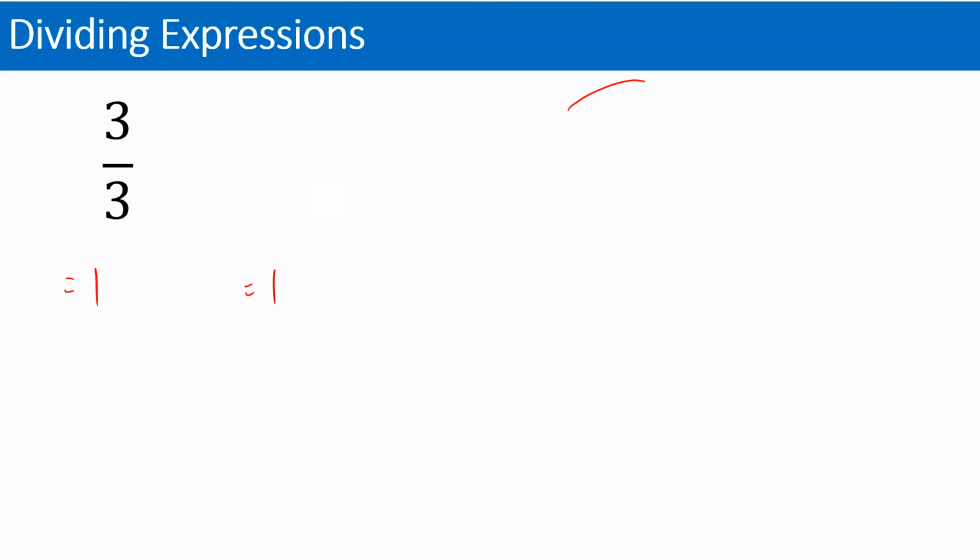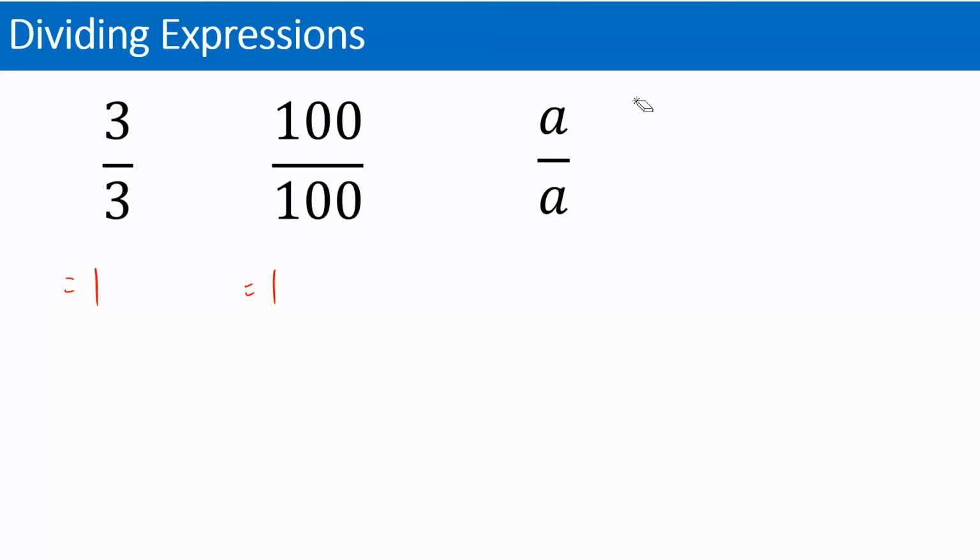No, I get it. Yeah, that's what I'm trying to get at. If A was 5, it will be 5 divided by 5. If A was 7, it was 7 divided by 7. It'll always be 1. Okay?